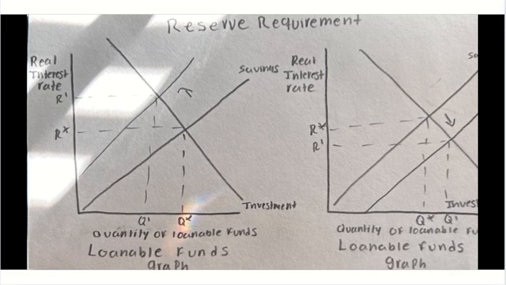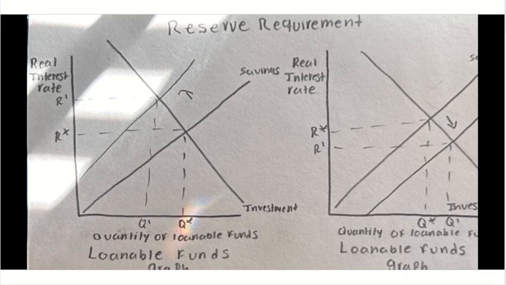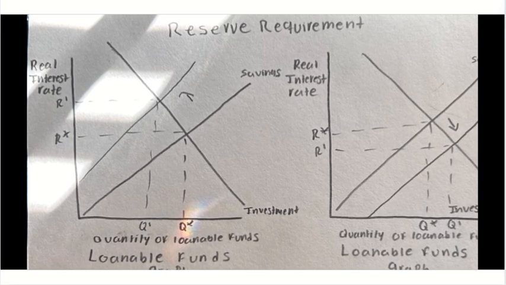As shown in the left graph, if the reserve requirements were to increase, the money supply will decrease. If there is a decrease in the reserve requirements, the money supply will increase as shown in the right graph.